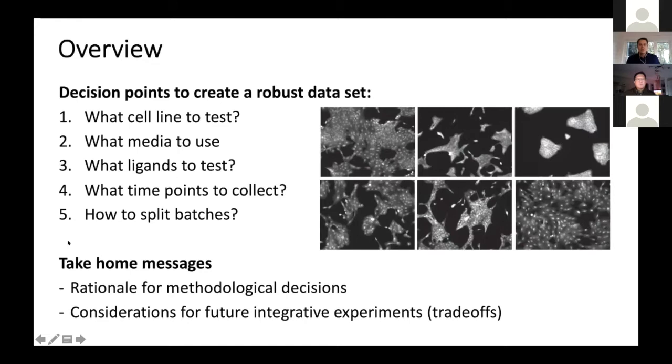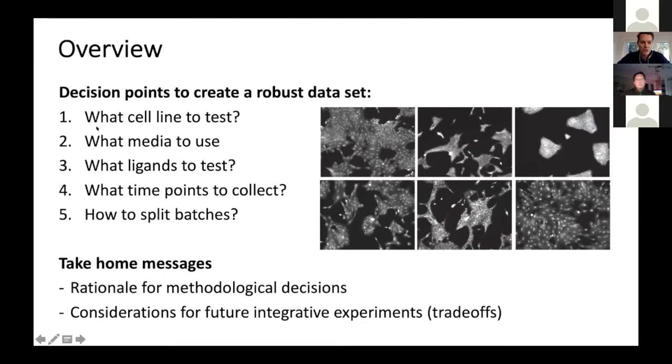In constructing this experiment, there were a number of decision points that came up that we thought about in depth and tested quite a lot to try and make sure that the data was as robust as possible. And what I'm going to do in this presentation is work through each of these different questions and how we were thinking about those questions and trying to design the experiment.